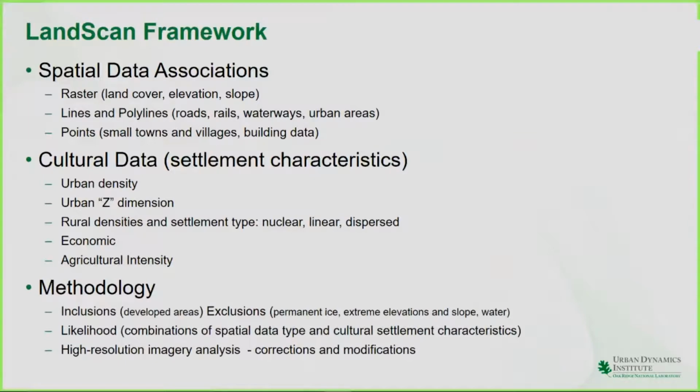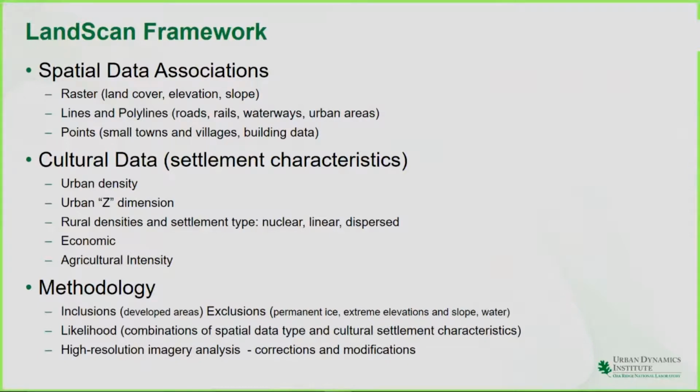So our methodology basically starts with inclusions and exclusions. Inclusions being, of course, developed areas, places that we know people will be. And then exclusions: permanent ice, extreme elevations and slope, and water. And while some people do live on houseboats and in water, for this particular product, we do exclude people living on water. And then we use all that information about inclusions and exclusions to develop a likelihood.